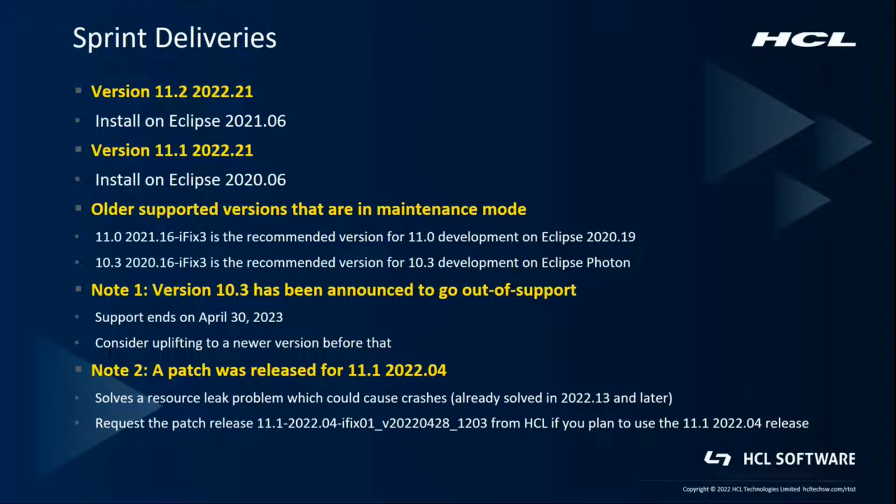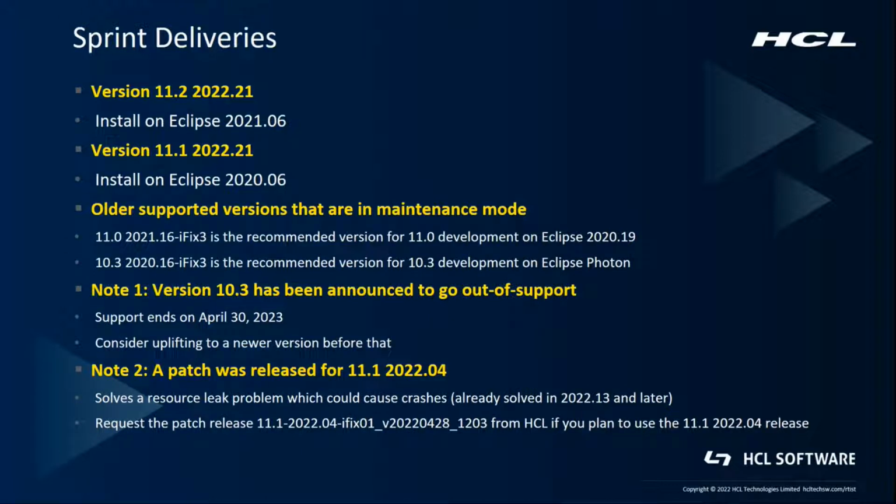So in this sprint, we will deliver an 11.2, of course 2022.21, that you should install on Eclipse 2021-06. We also deliver an updated 11.1 that you install on 2020-06. As I said, this is planned to be our last 11.1 release. And there were no changes on the older versions.